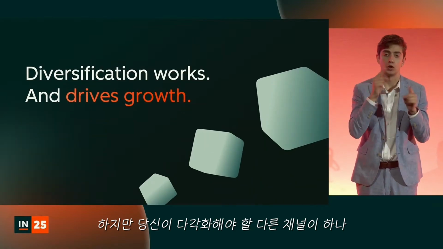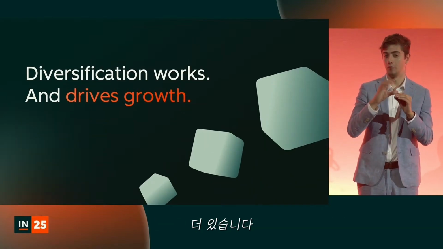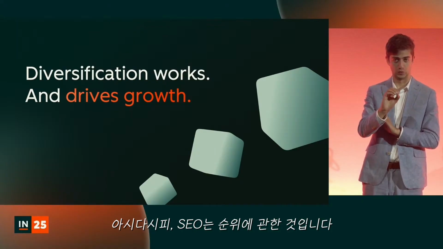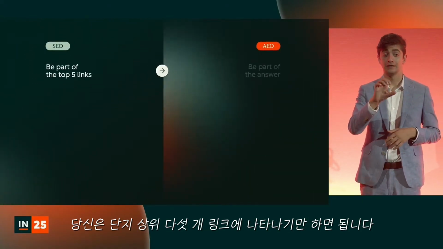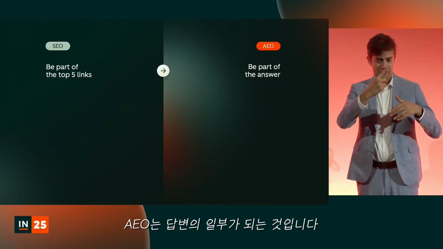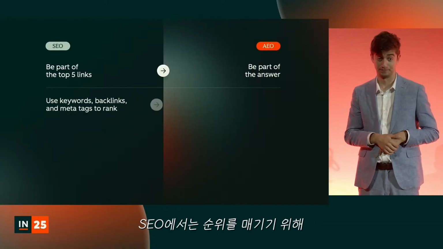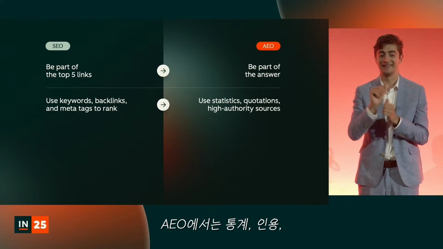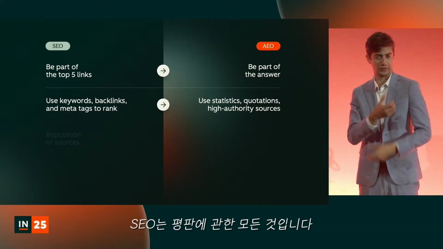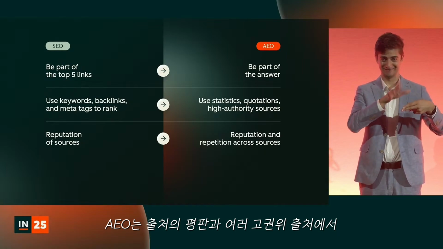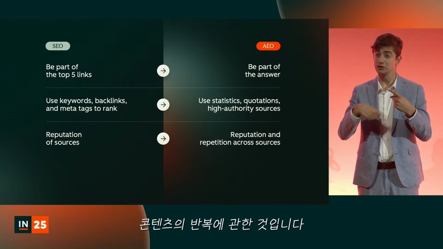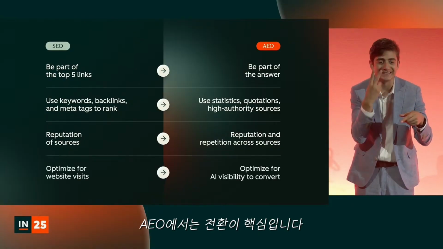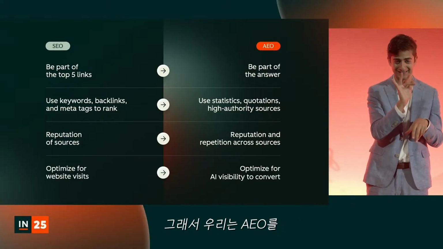But here's the one other channel that you need to diversify into, which is LLMs. And doing AEO is quite different from doing SEO. You know, SEO is all about ranking. You just have to show up in the top 5 links. AEO is about being part of the answer. In SEO, you use keywords, backlinks, meta tags in order to rank. And in AEO, you use stats, quotations, content from high authority sources. SEO is all about reputation. AEO is about reputation of the sources, but also repetition of your content across multiple high authority sources. And in SEO, volume was the goal. In AEO, conversion is the game.